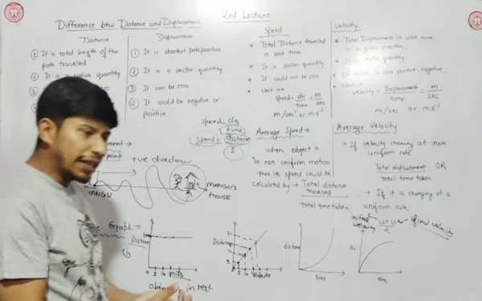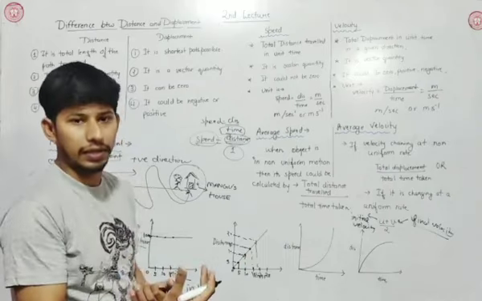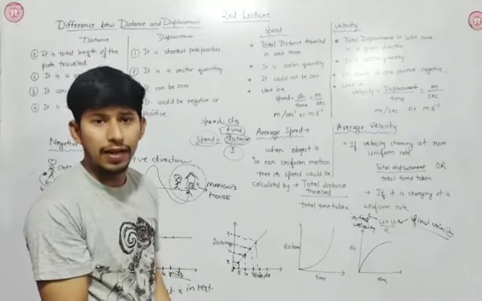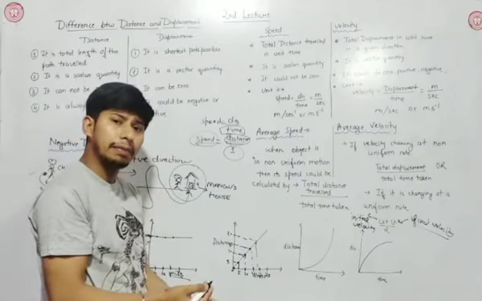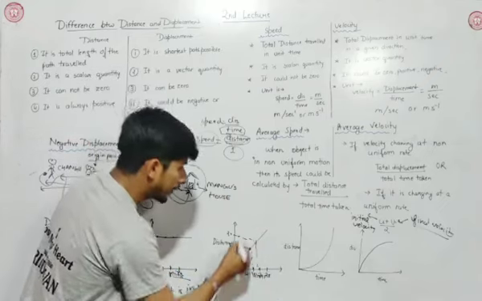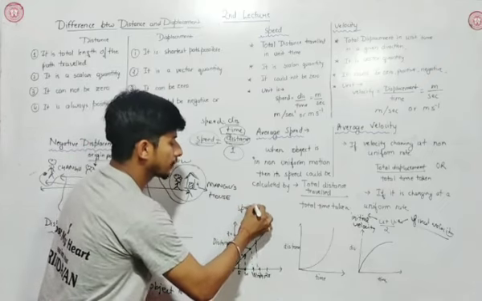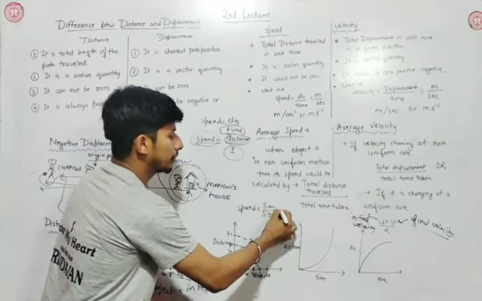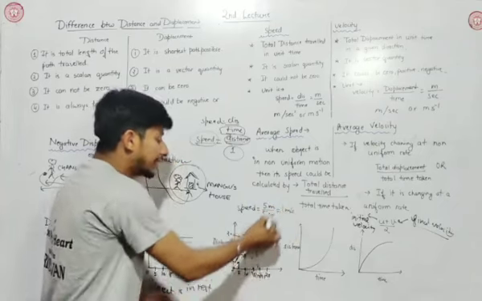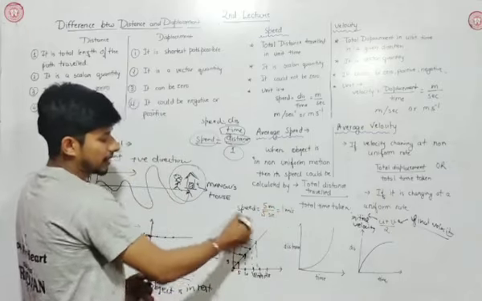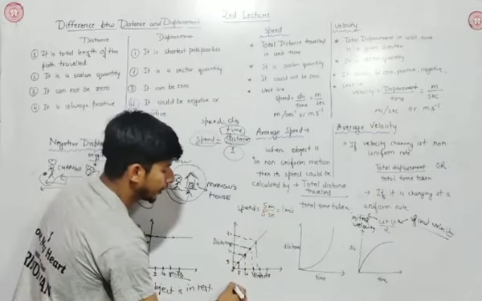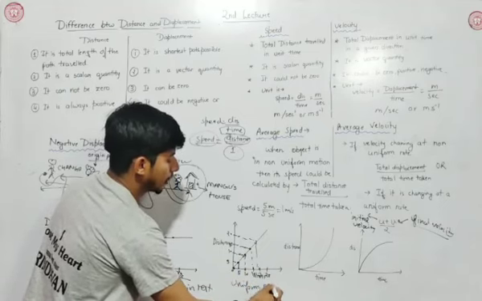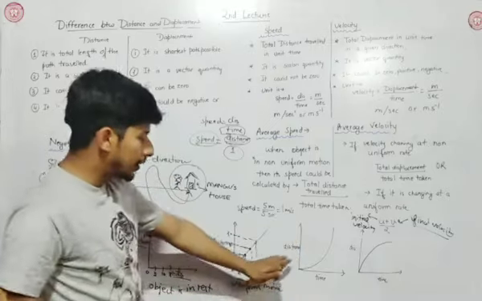It means the speed of the object is constant. In every 5 seconds it covers 5 meters, right? It means its speed is distance upon time, 5 meters upon 5 seconds. So it will be 1 meter per second continuously. So this is the graph of uniform motion. Uniform motion. Okay.